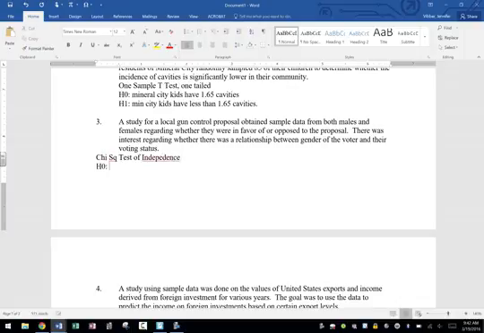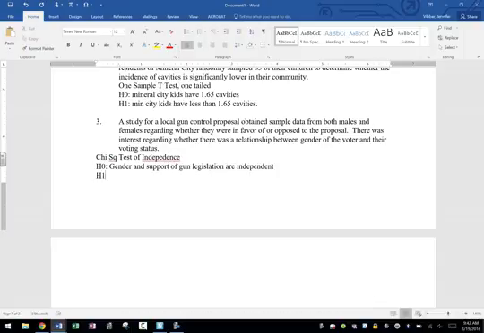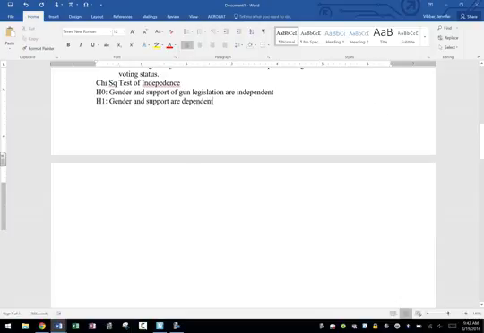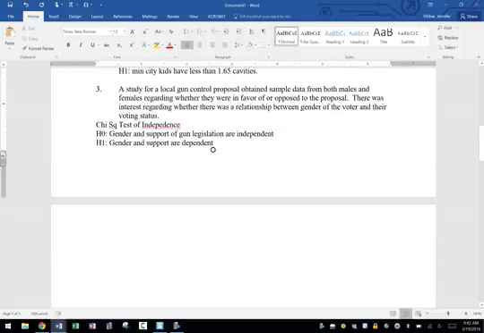And my null hypothesis is going to be men and women. Well, let me rephrase this. This is better. The chi-square test of independence, those are the ones that have that general hypothesis. The general hypothesis being that two things are independent versus two things are dependent. So I'm just going to say gender and support of gun legislation are independent, and H1, gender and support are dependent. So again, chi-square test of independence, those are the ones that have kind of a generic hypothesis, two things being independent, two things being dependent.